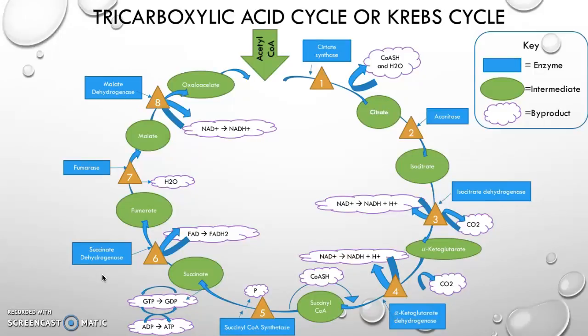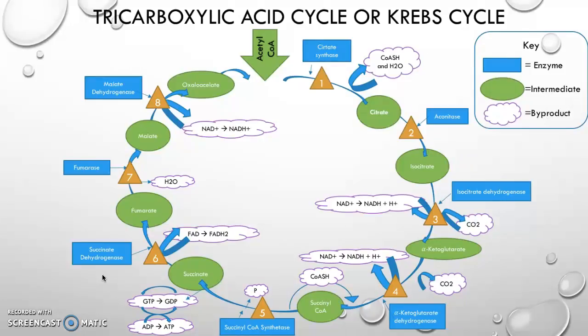In step 3, the enzyme isocitrate dehydrogenase acts on isocitrate and forms alpha-ketoglutarate. In this process, NAD+ is converted to NADH and H+, and CO2 is also released.